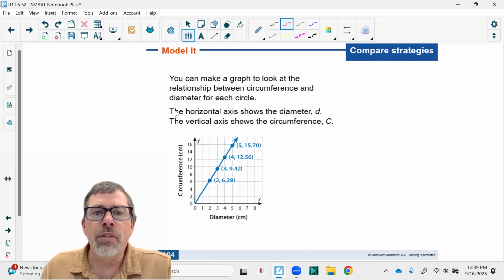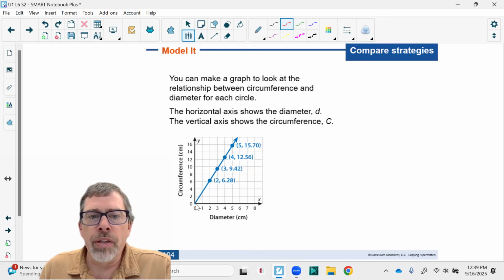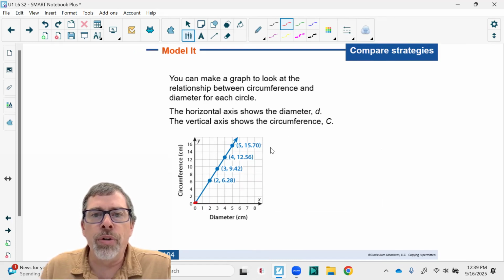The horizontal axis shows the diameter, D. The vertical axis shows the circumference, C, in centimeters. Before I go any further, I just wanted to point out what this is a relation to. So now we have the point 0, 0. We have a straight line going through the origin.